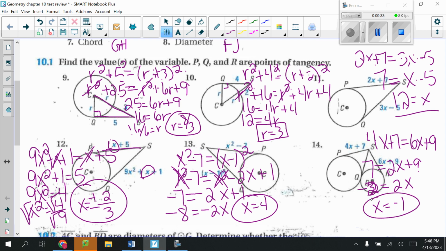Again, I don't have to worry about that being negative because when I plug it in, I'm still ending up with a positive number.